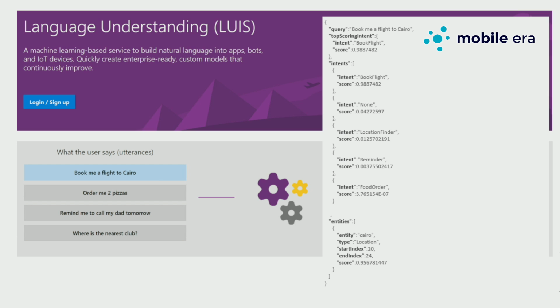And then in addition to intents, we also have something called entities. An entity is usually a noun. So here the entity is Cairo. So then we can figure out where this person wants to go.